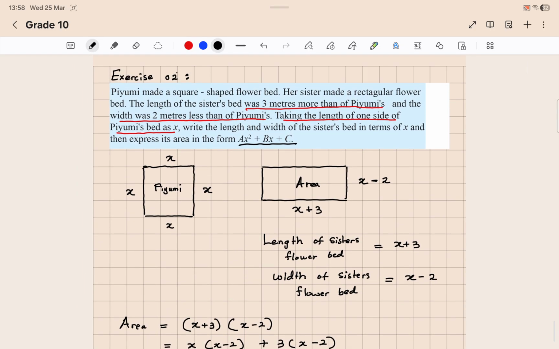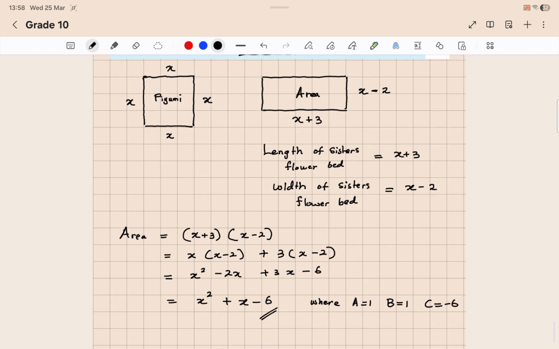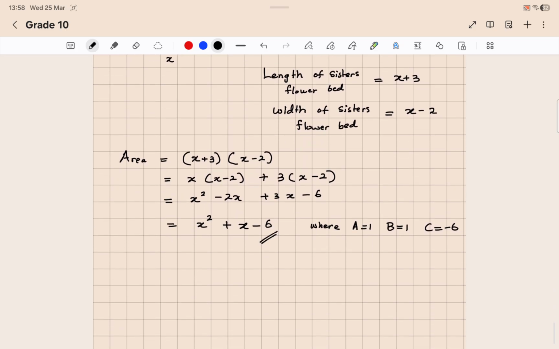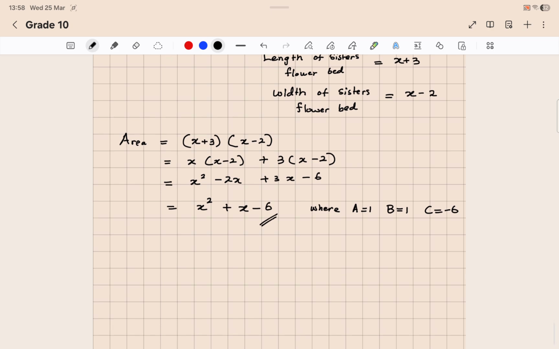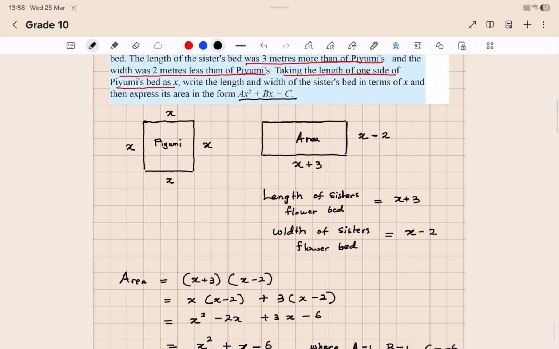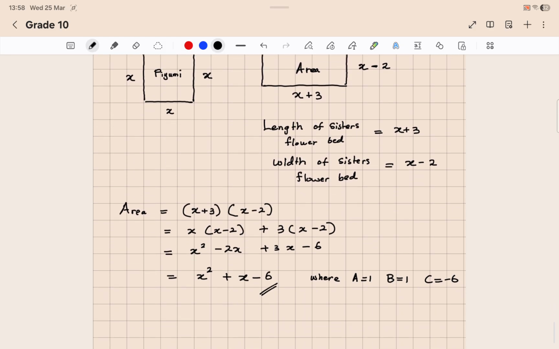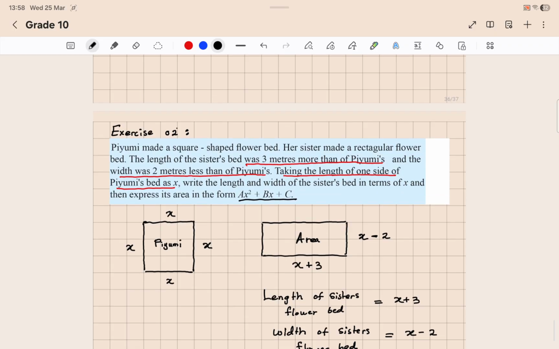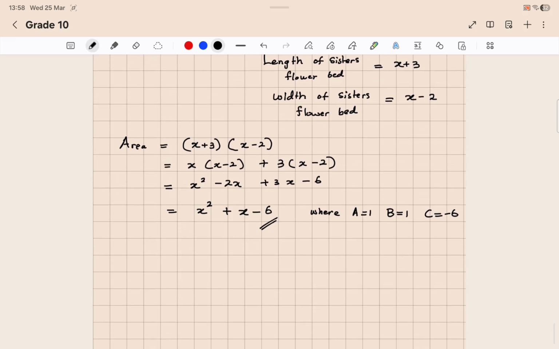So using Pumi's data, we had to figure out the length of her sister's flower bed and the width of her sister's flower bed. Then using those two expressions, we can write an expression for the area. Okay. So that is how you expand binomials. This is the type of question you can expect in exams, where you have to create some expressions and get an expression involving them.